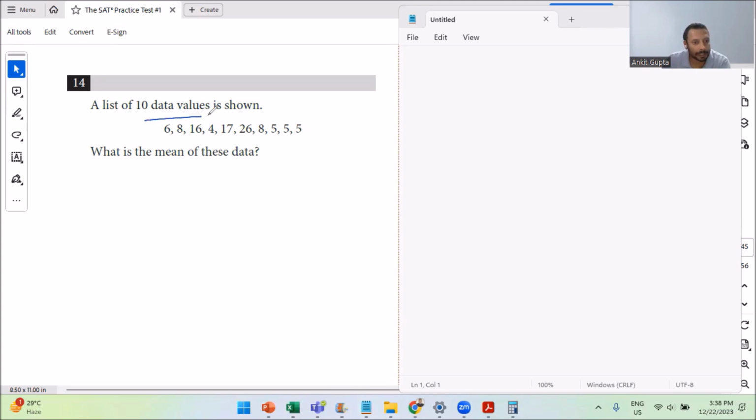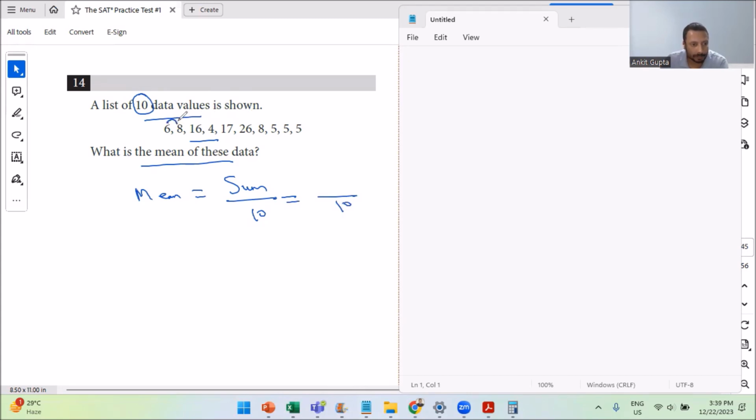A list of 10 data values is shown below. What is the mean of these values? We know the value of mean is equal to sum divided by total number of values, which is given to us as 10 over here. So that means we need to add these values and divide by 10 to get the answer. So let's do that. You can also use a calculator to do it.